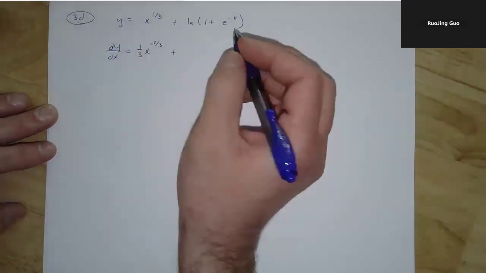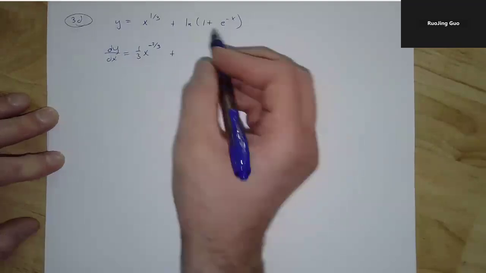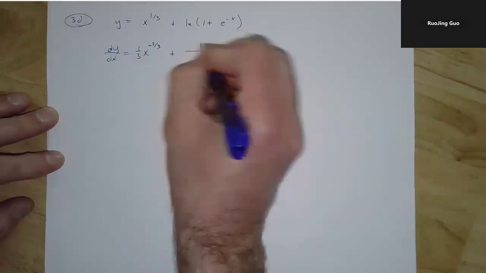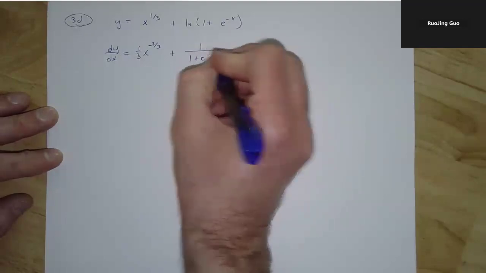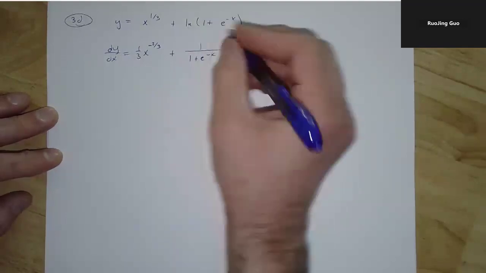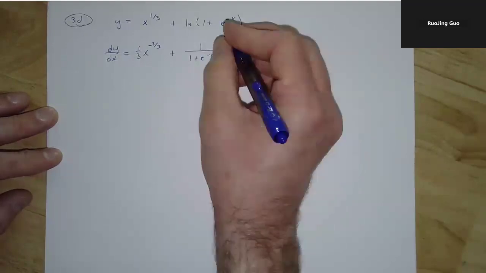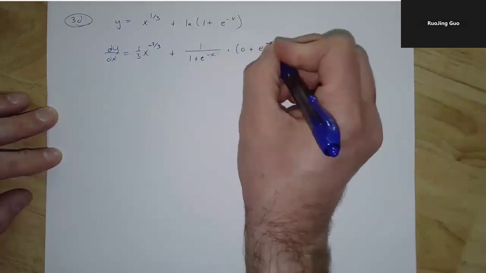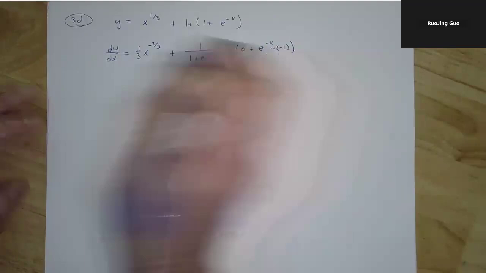For this one here, we know from before the derivative of the natural log of something is 1 over the something times the derivative of something. And the derivative of 1 is 0. The derivative of e to the negative x is e to the negative x times the derivative of negative x, which is negative 1.